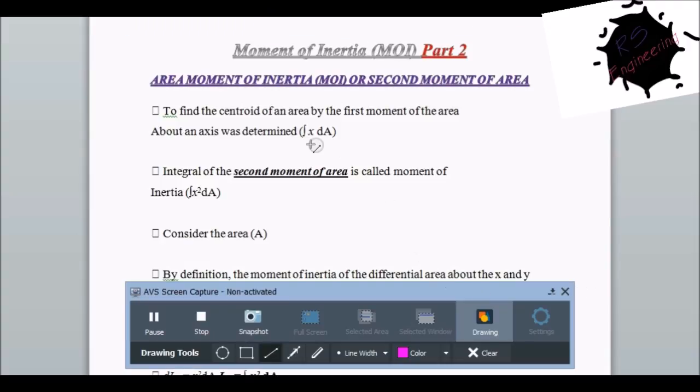So what is the centroid? To find the centroid of an area, the first moment of area about an axis was determined by the integral of x dA. The formula of centroid is integral of x dA. Now the integral of the second moment of area is called the moment of inertia, that is integral of x squared dA.